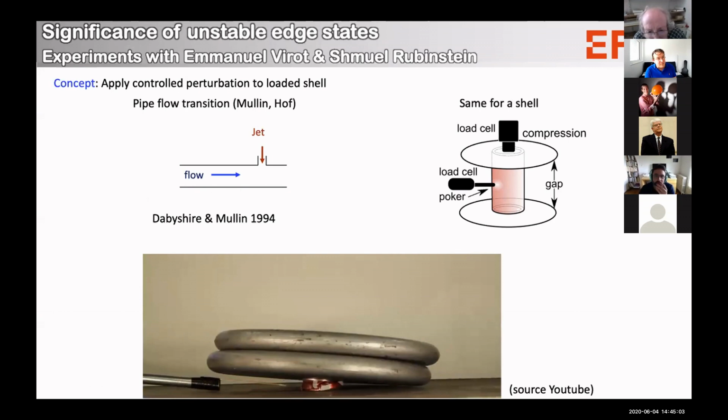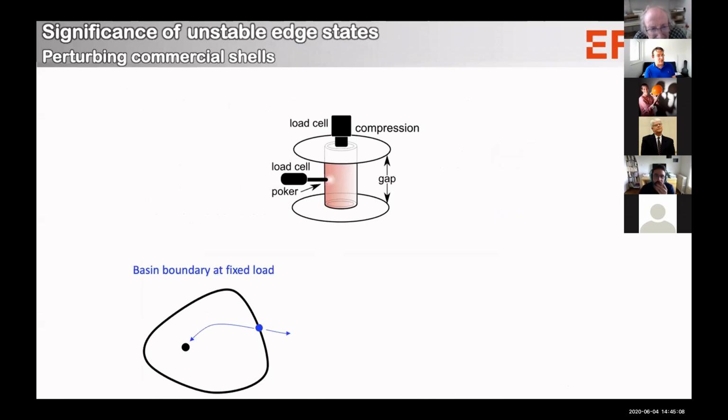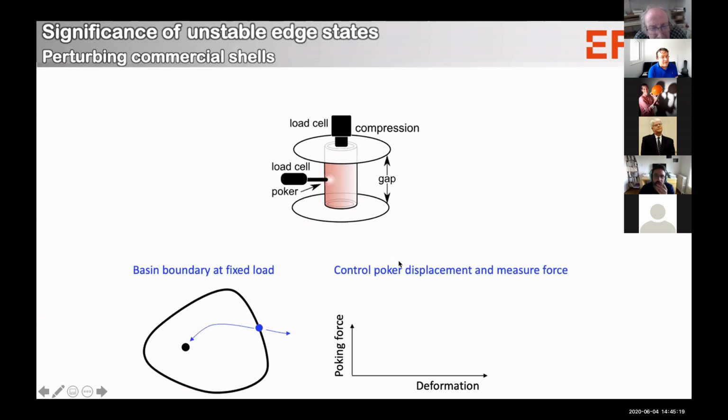So how do you expect the data to look? Imagine that this is our basin boundary at a fixed load. Here is my unbuckled state. Here is my edge state that looks like a single dimple deformation. Now, let's assume I control the deformation of the poker and measure the force on the poker. How do I expect this force-deformation curve to look?